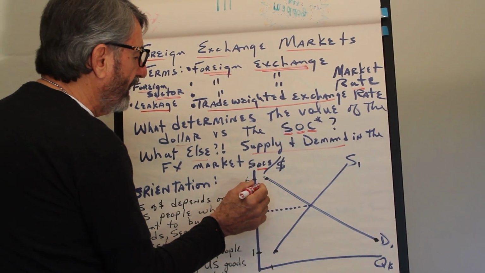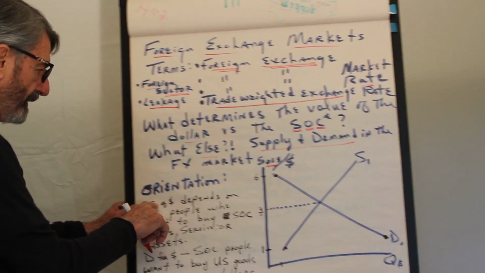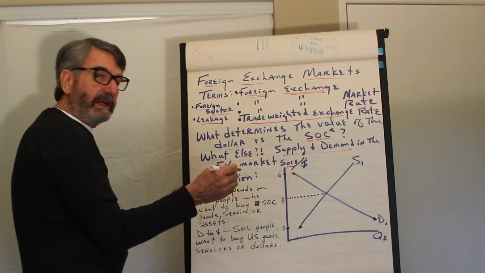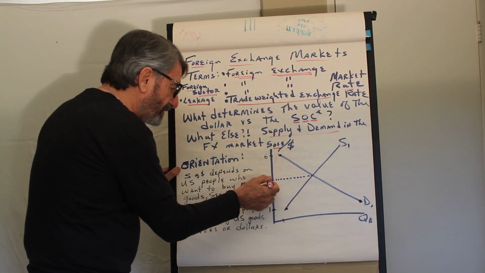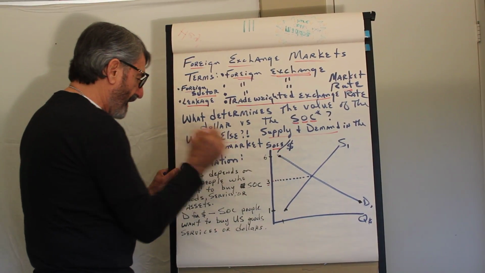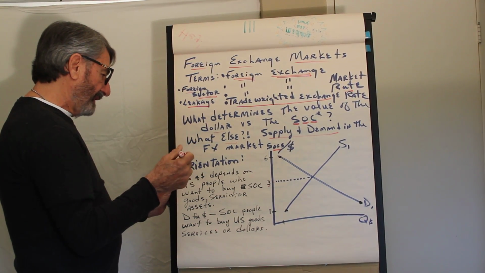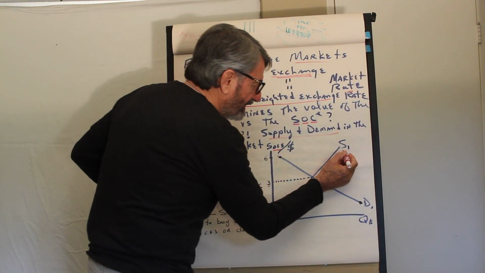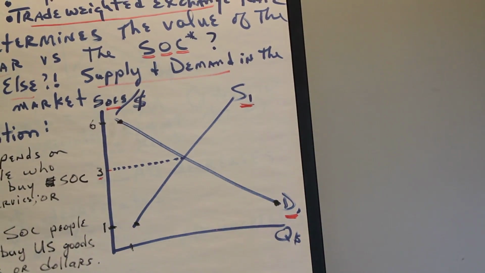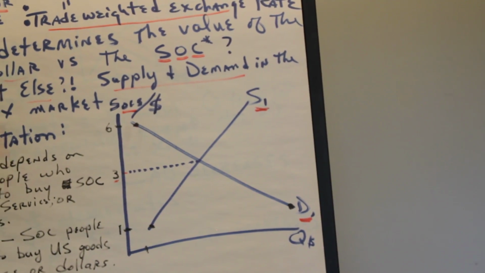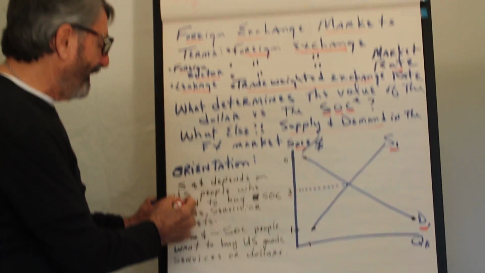If the exchange rate is 6 to the dollar, well, first let me explain. You always have to be clear that you're on the dollar side. This is the dollar market where dollars are exchanged 3 to the dollar for SOCs. So the orientation matters in this case. And second, what determines the supply of dollars in this market, and what determines the demand for dollars in this market? The supply of dollars in this market depends on U.S.